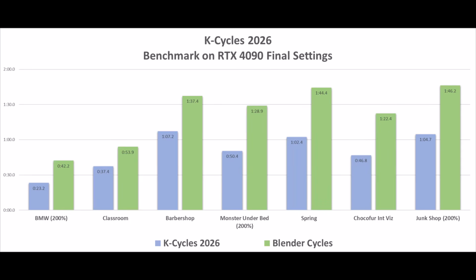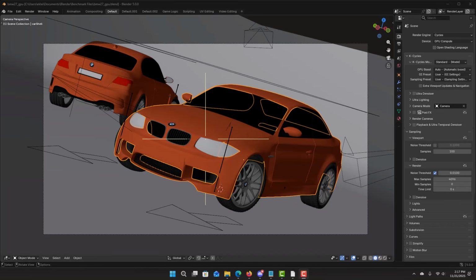Here is the latest performance chart comparing K-Cycles 5.0 to the same Cycles build of Blender 5.0. Test done with the default Cycles final render settings of noise threshold of 0.1 and sample renders of 4096 without the denoiser with an RTX 4090. Notice up to 2x faster performance in K-Cycles in a few of the demo scenes. Let's do a simple scene from the benchmarks.